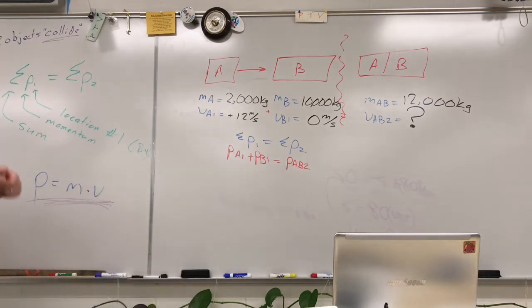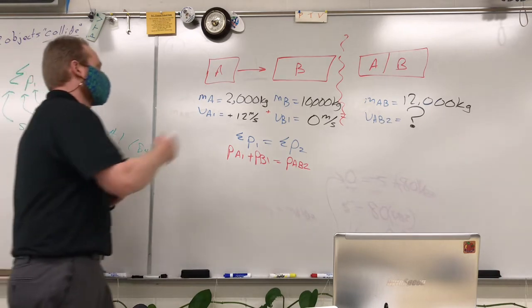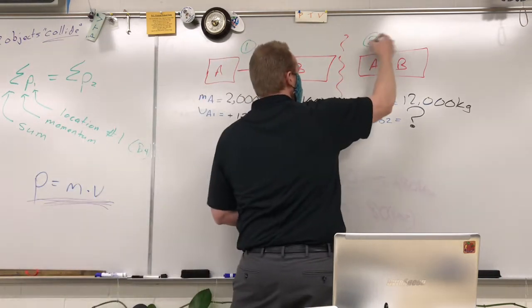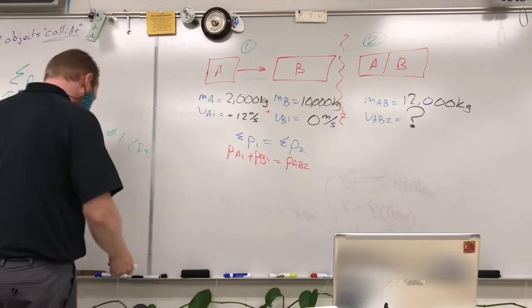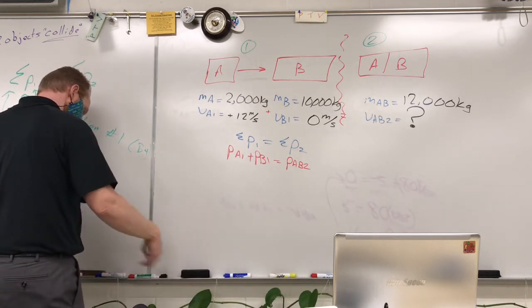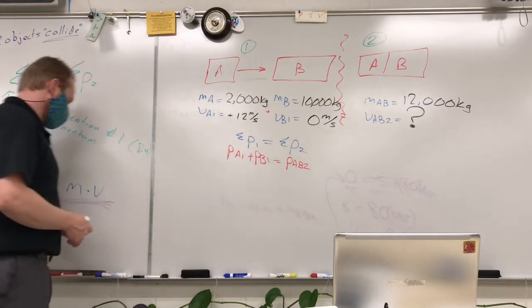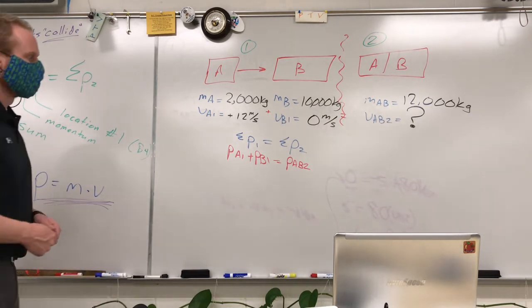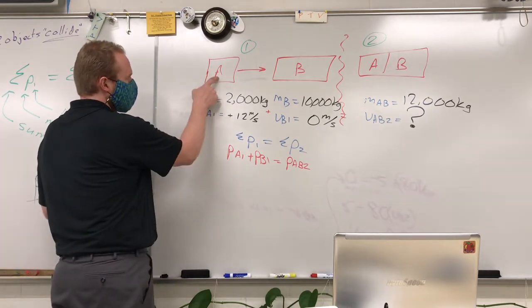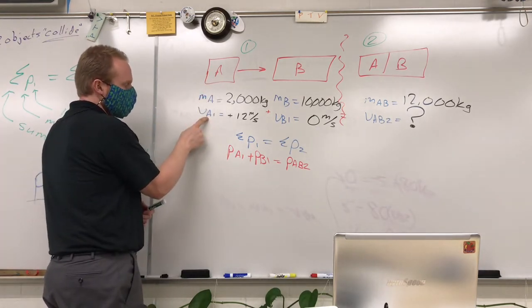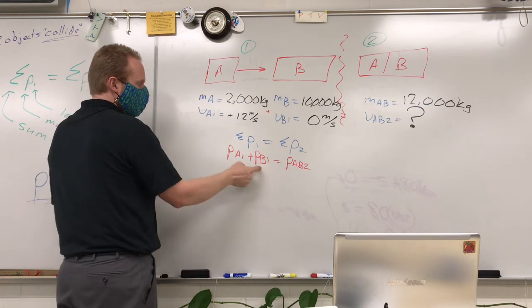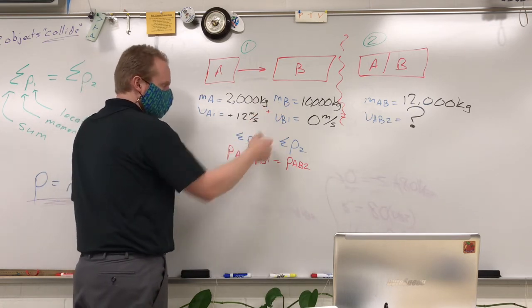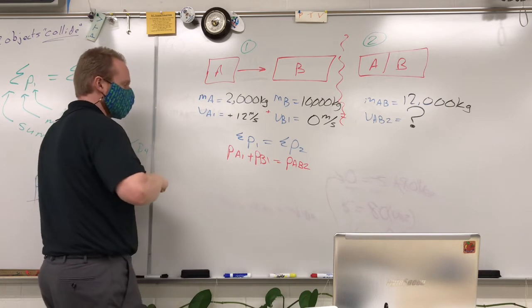They stick together as object AB, so I call that the momentum of object AB after the collision, location 2. I probably should have added that to my picture: location 1, location 2. Momentum is mass times velocity. If I want to find the momentum of this thing before, I take the mass times the velocity of this thing before. That's why I list it the way I list it.